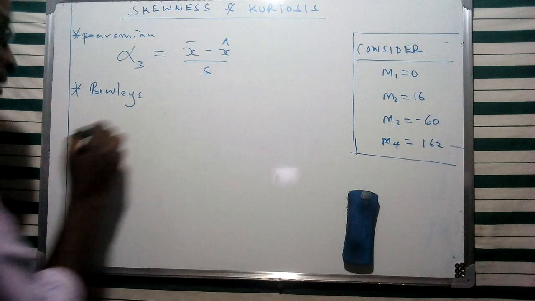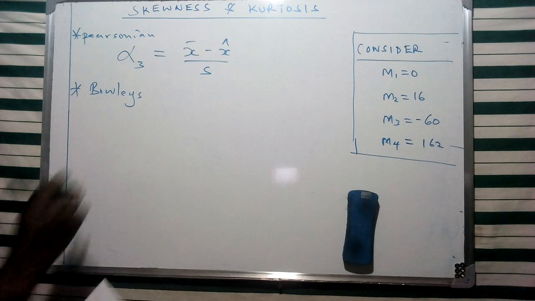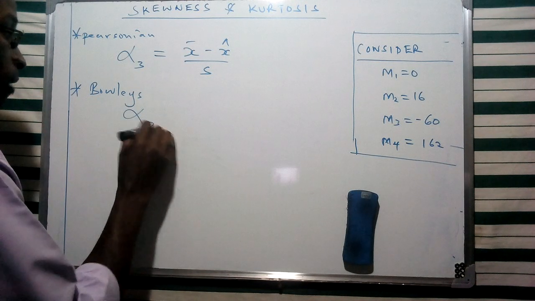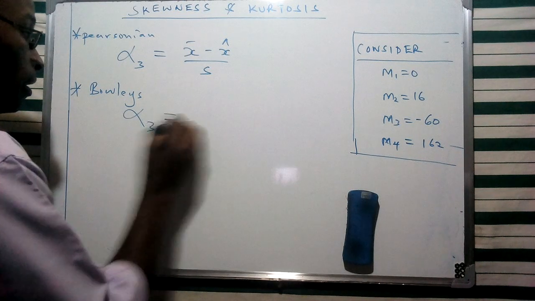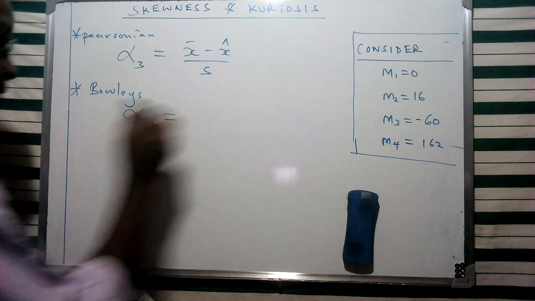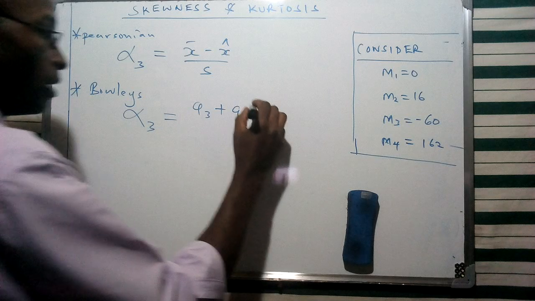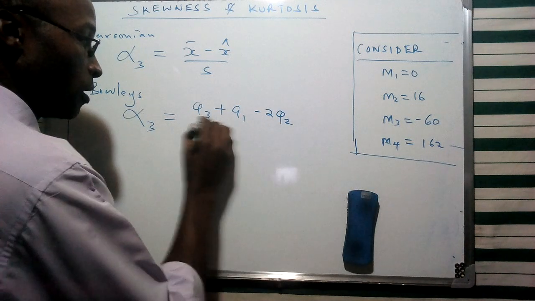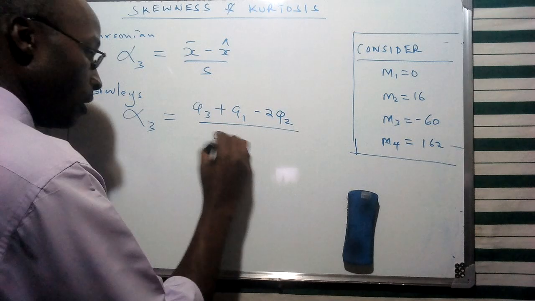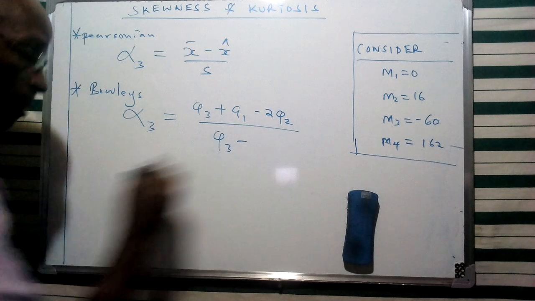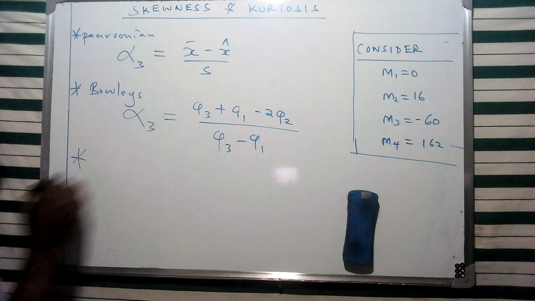The second method I mentioned was Bowley's coefficient of skewness, which is dependent on the concept of quartiles. The skewness is given as the sum of the third quartile and the first quartile, minus twice the second quartile, divided by the difference between the third quartile and the first quartile. So basically, we're going to also look at this particular case.